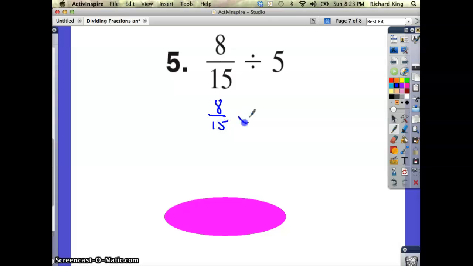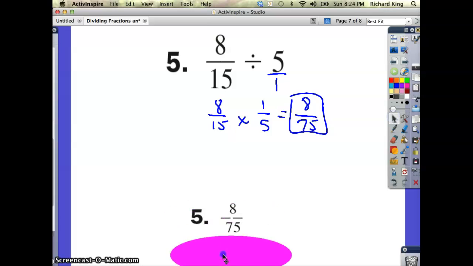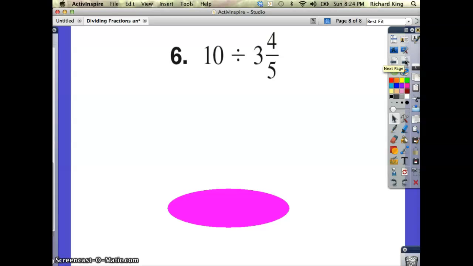Okay, next, 8/15 divided by 5. So 8/15 times, again, you want to put your 5/1 here, and then you're going to invert it, making it 1/5. 8 times 1 is 8. 15 times 5 is 75, so 8/75 would be your answer. Again, we'll double check to make sure. Yes, it is 8/75.